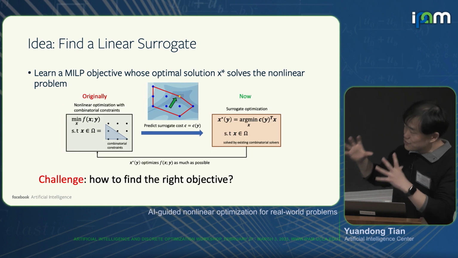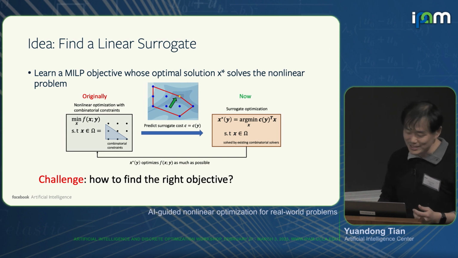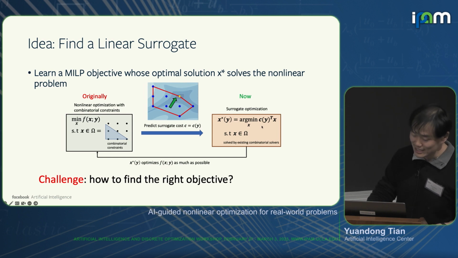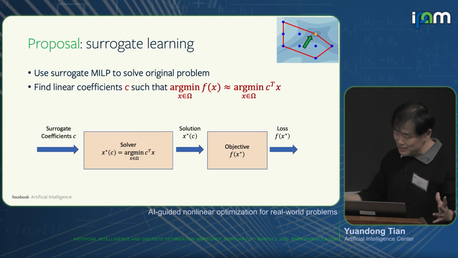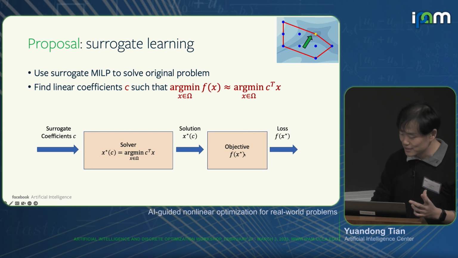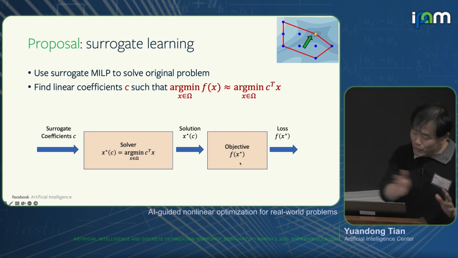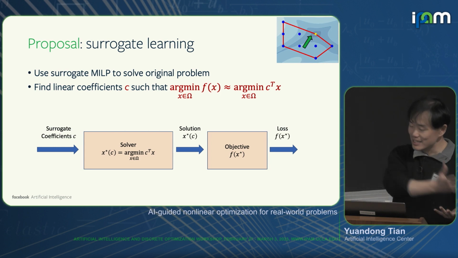Okay, so if you think this is a good setting, then the next question is how can we find the right objective? Right, so how can we find this surrogate cost C in order to get these solutions? The proposal is to use gradient-based optimization. So you have this kind of pipeline. You want to first get a surrogate coefficient C so that the output, the solution X star, is the solution of the objective. Right? So how about we just do backpropagation all through? So you want to say, I just want to minimize this loss function. And this loss function and the X star is provided by the linear solver, right?